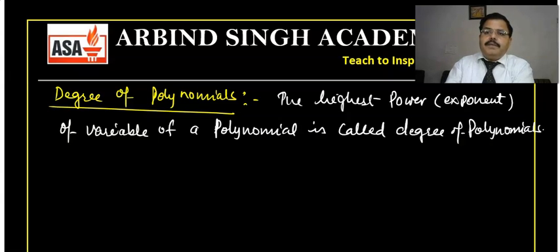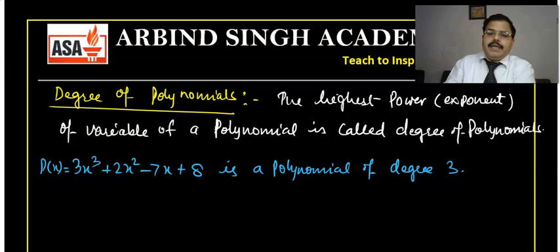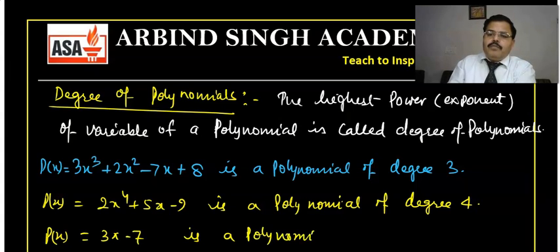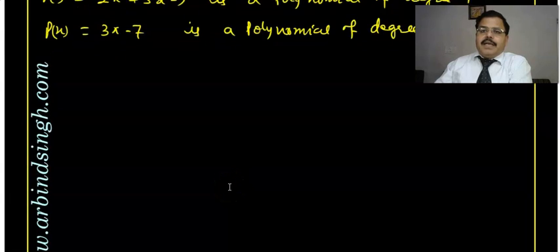For example, if I write 3x cube plus 2x square minus 7x plus 8, it is a polynomial of degree 3. Similarly, another example, p(x) is equal to 2x^4 plus 5x minus 9, is a polynomial of degree 4. So p(x) is equal to 3x minus 7, if I write like this, is a polynomial of degree, what is the maximum power? Degree 1. So, depending upon degree, the polynomial can be further categorized and described in four ways.